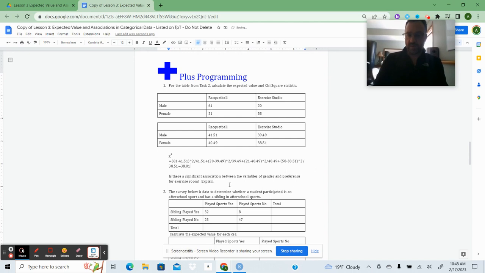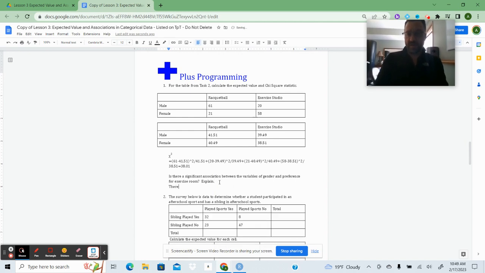Now remember, this is significant. We just had to be above 3.84. So there is a significant association. So it's way above 3.84, so it's very significant.